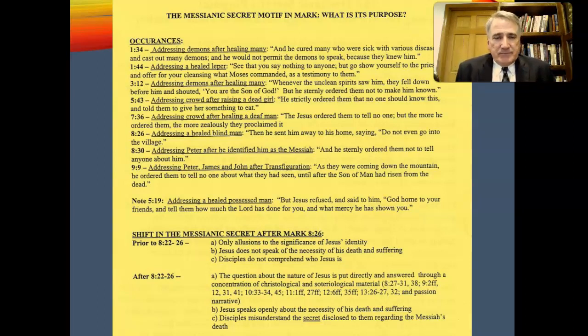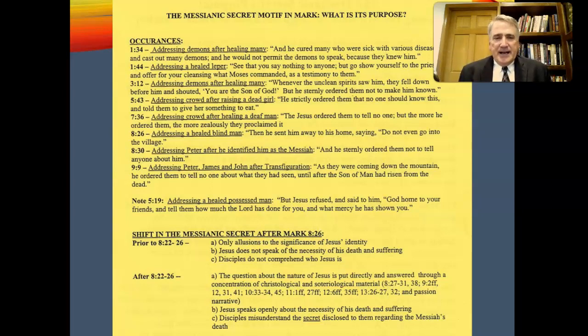Okay. Then, as I talked about, there seems to be the shift after the healing of the blind man. Before that, there are only these allusions to Jesus' identity, and he doesn't talk about his suffering and death, and the disciples don't seem to know who Jesus is. Remember, we have all these stories about him walking on the water. They think he's a ghost or whatever. So they don't fully understand who Jesus is.